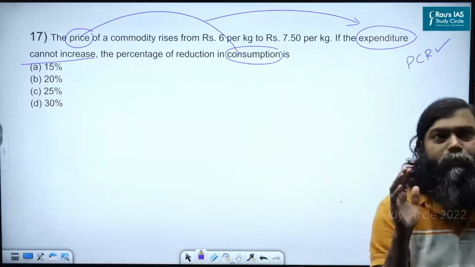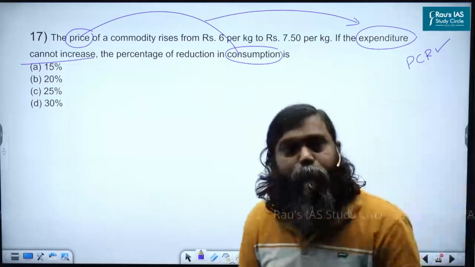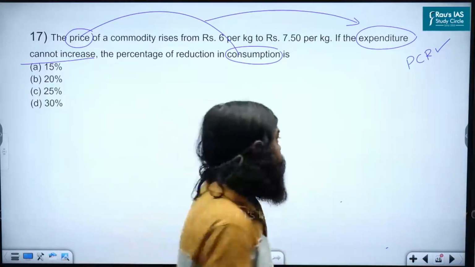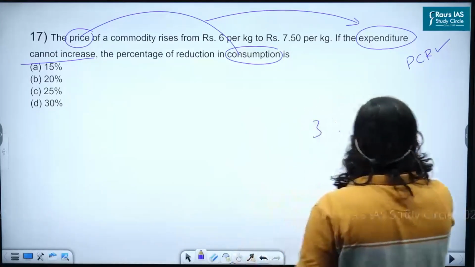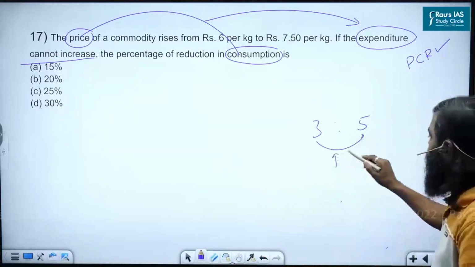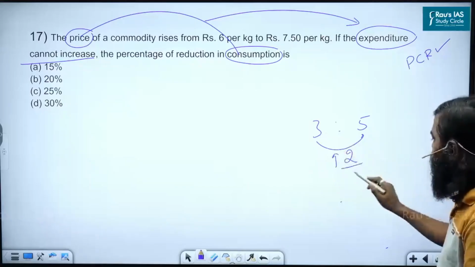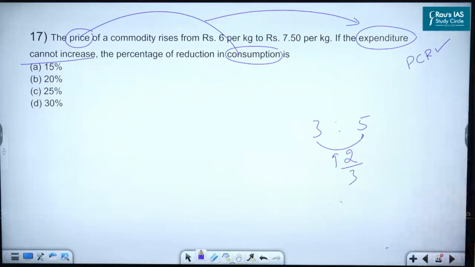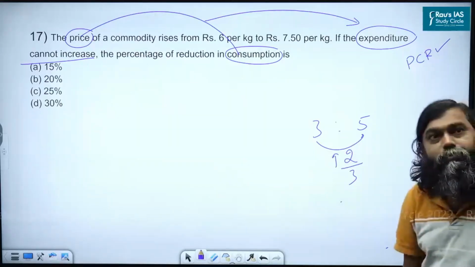Earlier 3, now 5. Increasing or decreasing? Increasing. How much increasing? It's 2. You see 3, 5. Compared to original, now increasing. How much? 2. From where? Original, that is 3. Okay. Understood. Ajay? Understood. Yes, sir. Thank you, sir.